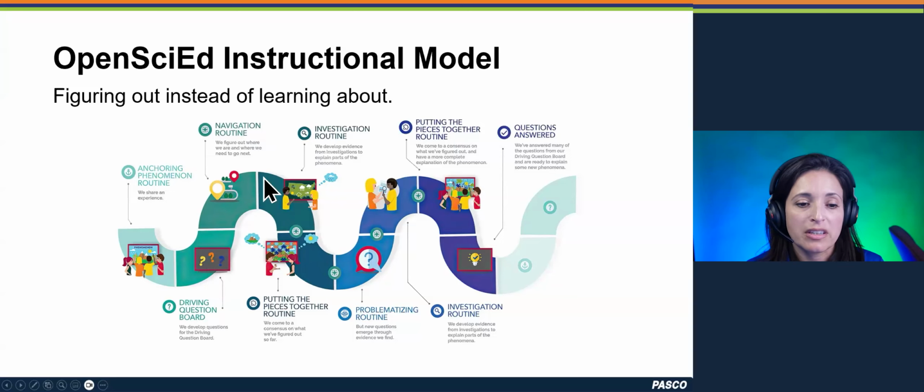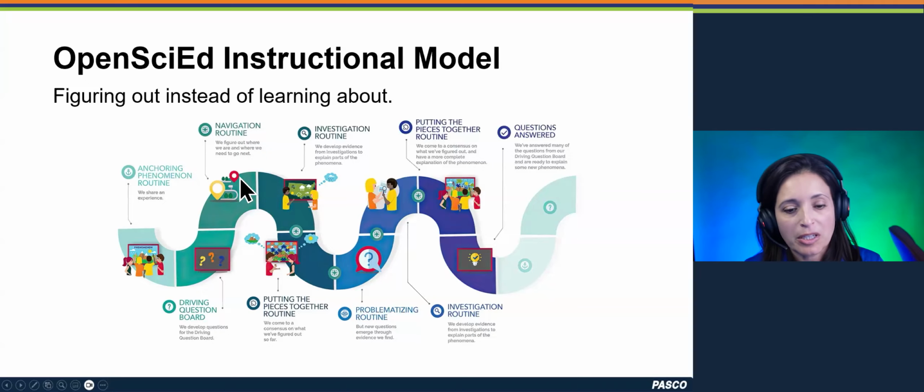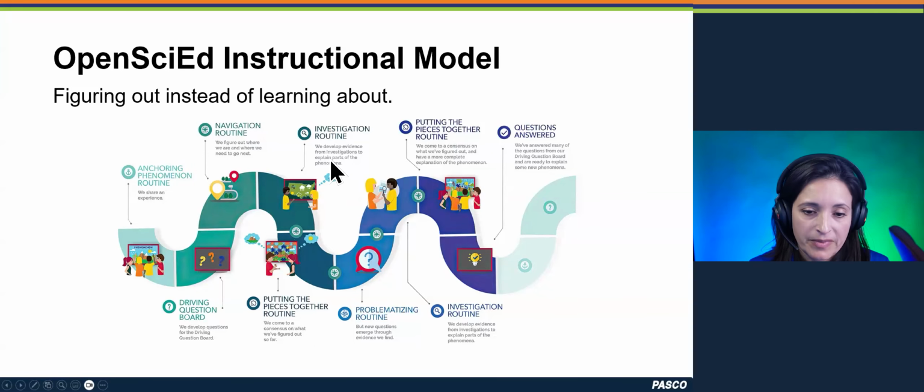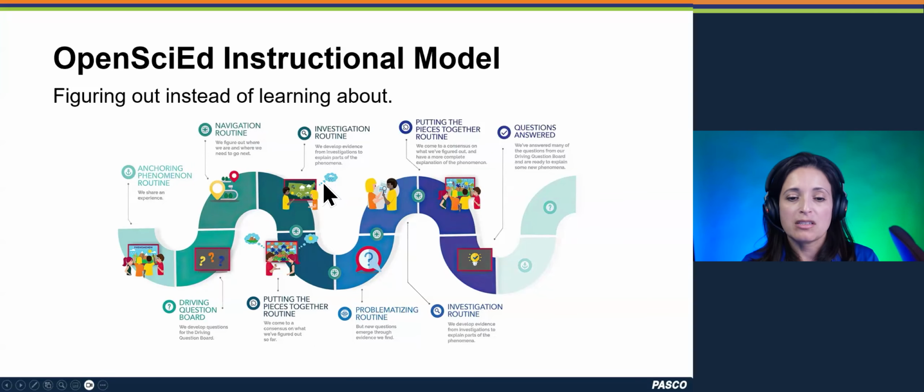Next, we go to the navigation routine. That's where we decide what we need to figure out. Where do we go next? We start planning the investigations for the investigation routine. We have ideas, we need to collect evidence for them. How do we do that? We do investigations, and we start to be able to explain the phenomenon in bits and pieces. Then we put those pieces together and try to come to an agreement on what we've figured out so far.